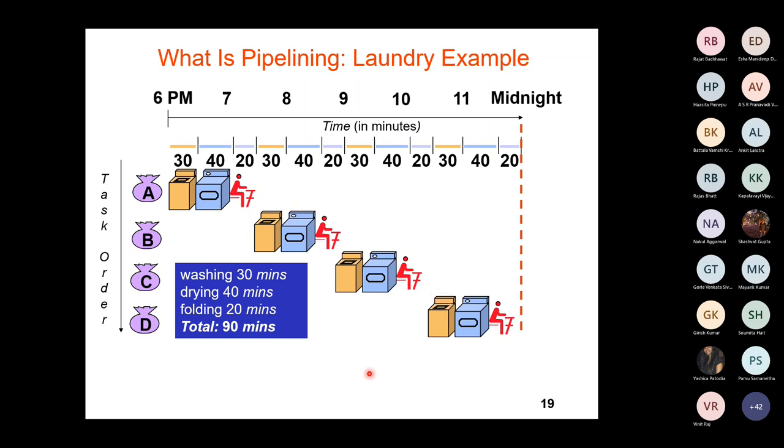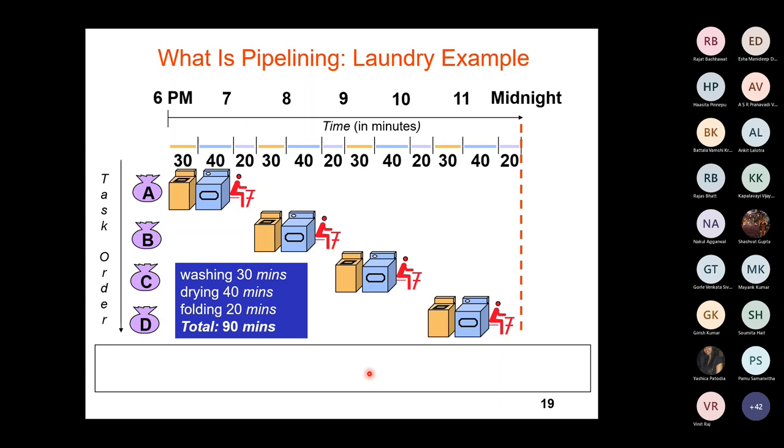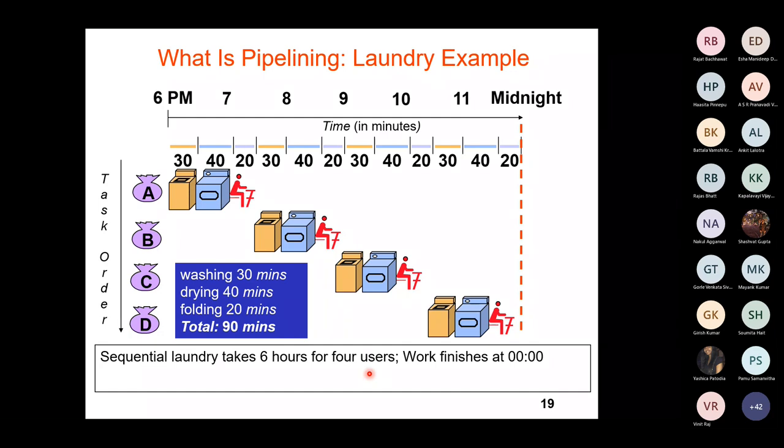Right? So how many hours does it take? It takes 6 hours to finish the job. So this is called sequential laundry. You finish everything, and then the next user can enter. It's similar to single cycle instruction. You finish everything in one step, in one cycle, and then only the next student gets a chance. So sequential laundry for 4 students would take 6 hours. If you start at 6 p.m. in the evening, it would finish at midnight.